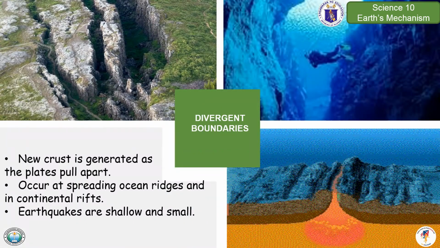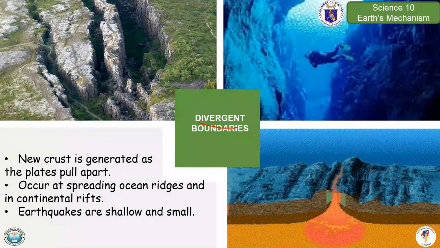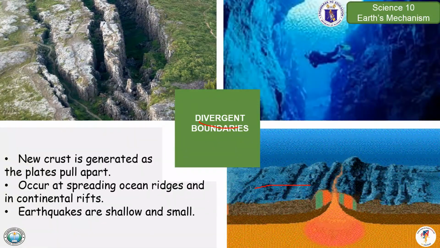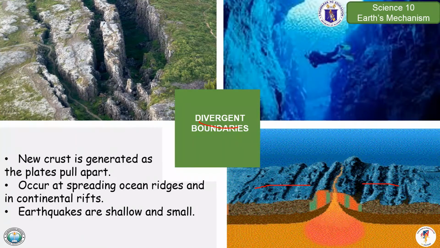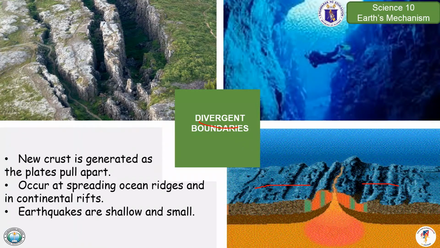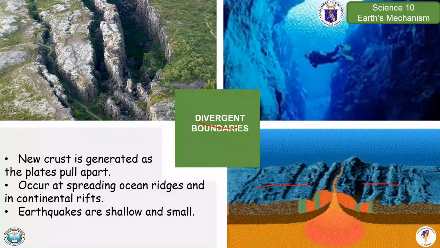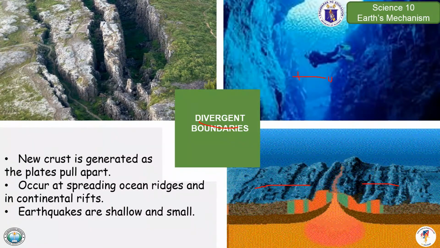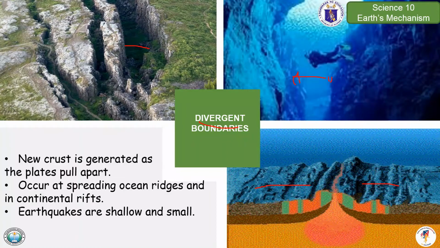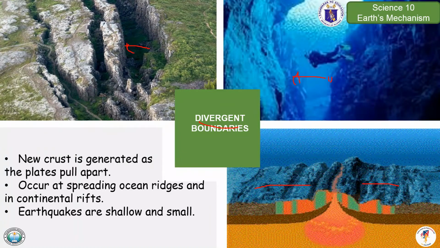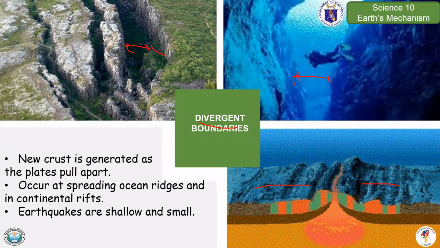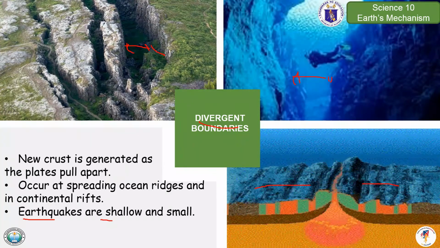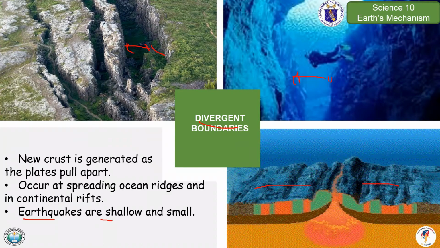For the divergent boundaries, the geologic process that happens here is that new crust is being generated as the plates are being pulled apart, and it also produces ocean ridges if it occurs underneath the ocean, whereas on land it would produce continental rifts such as this one. It could also produce earthquakes which are shallow and small.